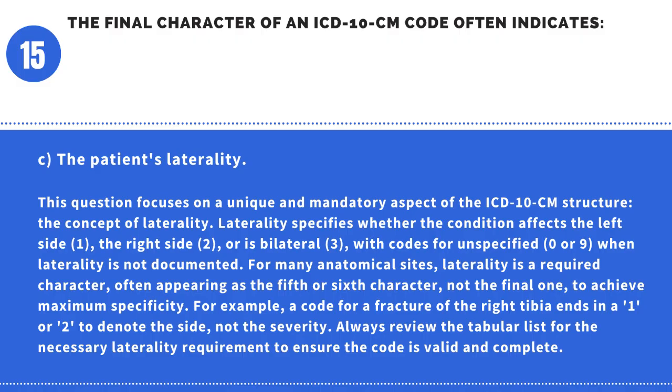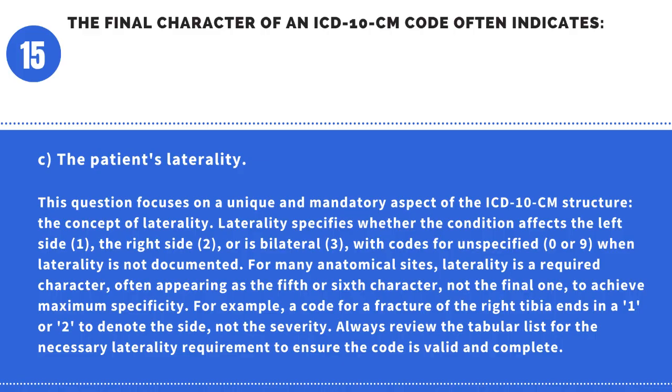This question focuses on a unique and mandatory aspect of the ICD-10-CM structure, the concept of laterality. Laterality specifies whether the condition affects the left side 1, the right side 2, or is bilateral 3, with codes for unspecified 0 or 9, when laterality is not documented. For many anatomical sites, laterality is a required character, often appearing as the fifth or sixth character, not the final one, to achieve maximum specificity. For example, a code for a fracture of the right tibia ends in a 1 or 2 to denote the side, not the severity. Always review the tabular list for the necessary laterality requirement to ensure the code is valid and complete.